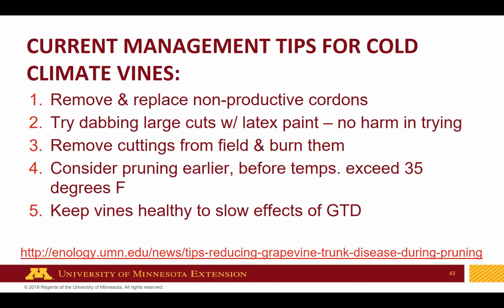Current management tips that we have for cold climate vines in terms of trunk disease. The first one, and this is a big one, and something a lot of the growers in my area are already doing because of winter injury, is removing and replacing non-productive cordons. I'm going to go through all of these, but the second one is dabbing those large cuts with latex paint, like I talked about before. Third, remove cuttings from the field after pruning and burn them. Some growers do this and some don't, but I think this is a great practice, not just for trunk disease, but other diseases as well.